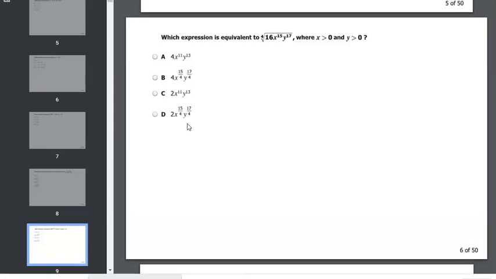So when I look at the answer, I know that the exponents have to be fractions for this to work. So you're going to have 15 over 4 and 17 over 4 with a 2 as the outside coefficient.